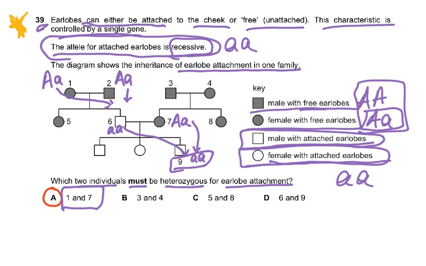1 and 7 have to be heterozygous. Heterozygous means big A, small a. This is homozygous dominant. No, they're not asking you that. They're asking which two individuals must be heterozygous. So 1 and 7 must be heterozygous. So please understand that. That's a difficult question.